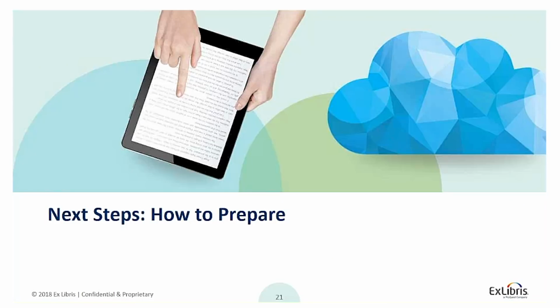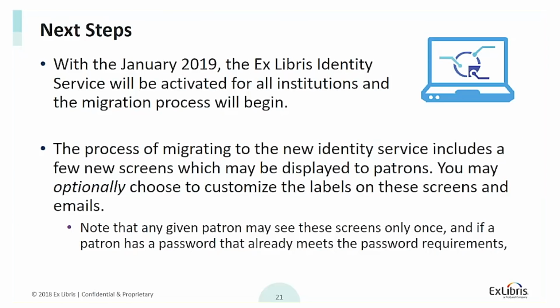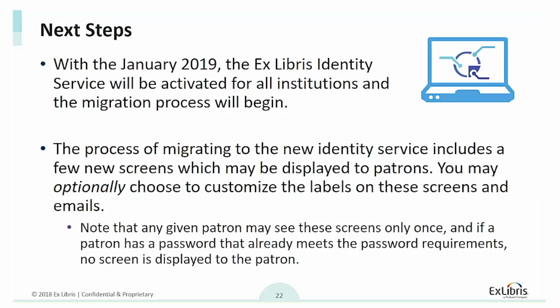Okay, so we've talked about the identity service provider, why we decided to invest and implement the identity service inside of the Libris Cloud, what that offers you, how we're going to migrate, and now I want to talk a little bit about next steps. What should you do between now and the January release in order to prepare for the migration to the identity service? So as I said, with the January 2019 release, the Libris Identity Service will be activated for all institutions, and the migration process will begin. That'll begin the countdown for the year-long migration window, during which passwords will be migrated whenever a user logs in.